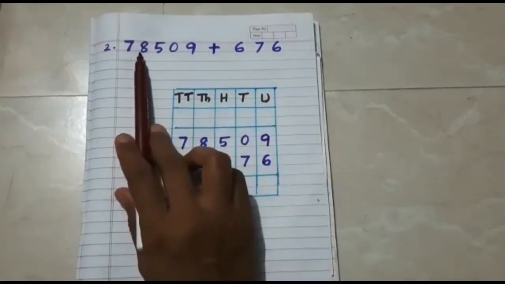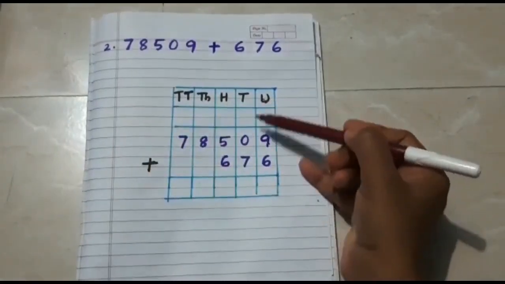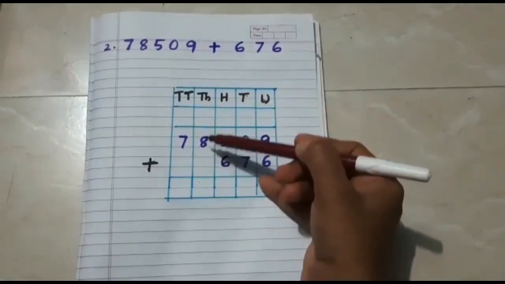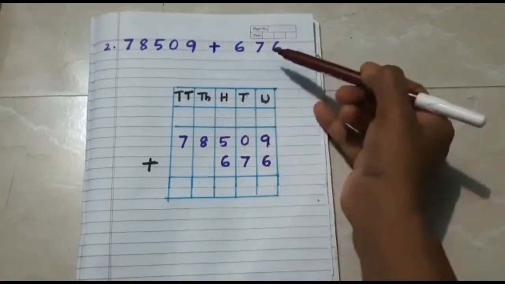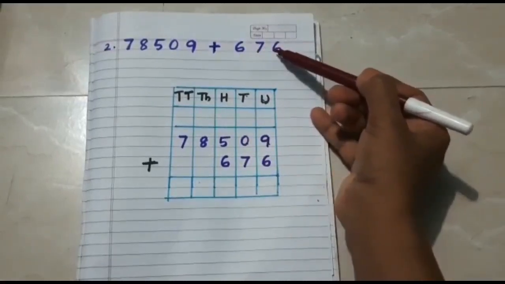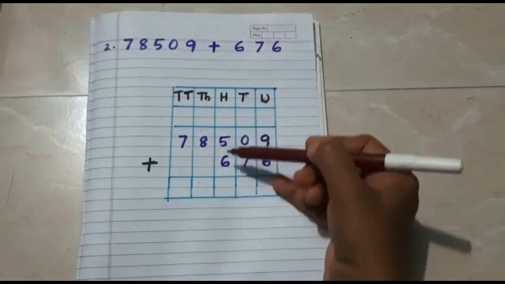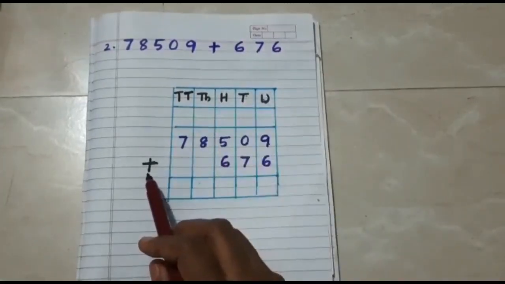Now for 78,509, I am going to write 9 in the units place, 0 in the tens place, 5 in the hundreds place, 8 in the thousands place and 7 in the 10,000s place. Then for 676, 6 in the units place, 7 in the tens place and 6 in the hundreds place. Don't forget to write the plus sign.